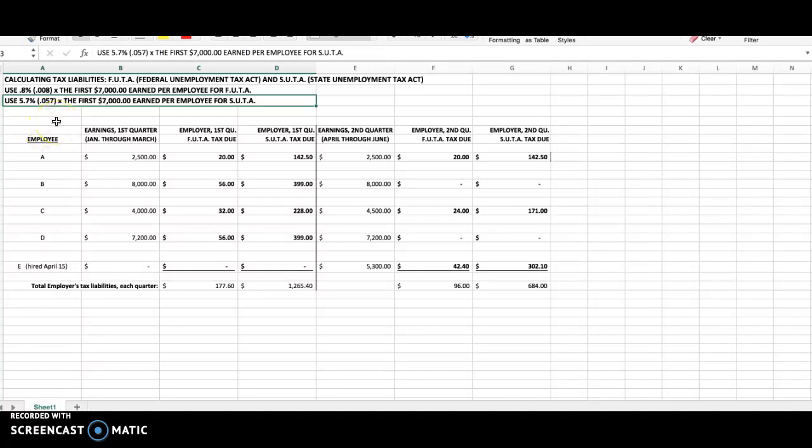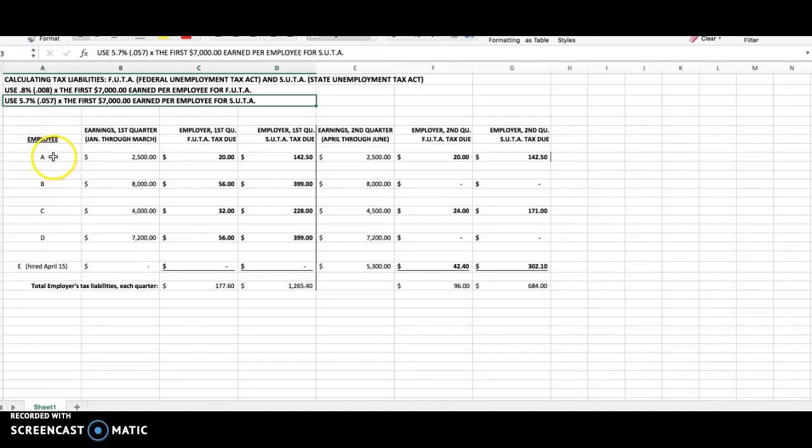And these percentages will vary on a number of factors. To make things simple, we'll use the percentages given to you in an earlier video. So 0.008 equals 0.8%, not 8%, but 0.8% when you figure federal, and 0.057 equals the amount 5.7% used for the state unemployment tax.